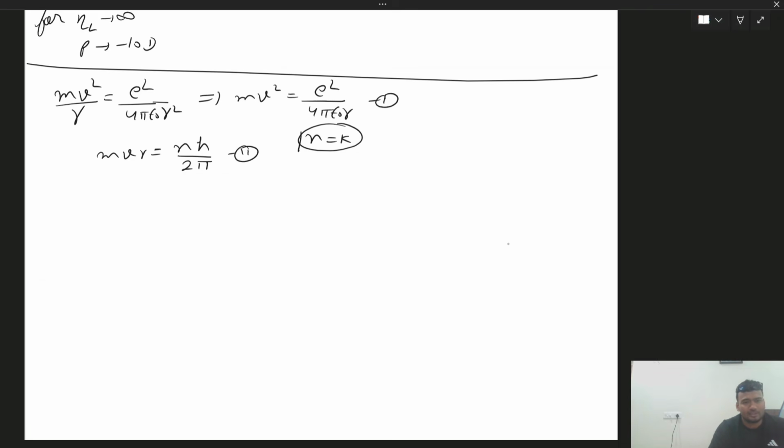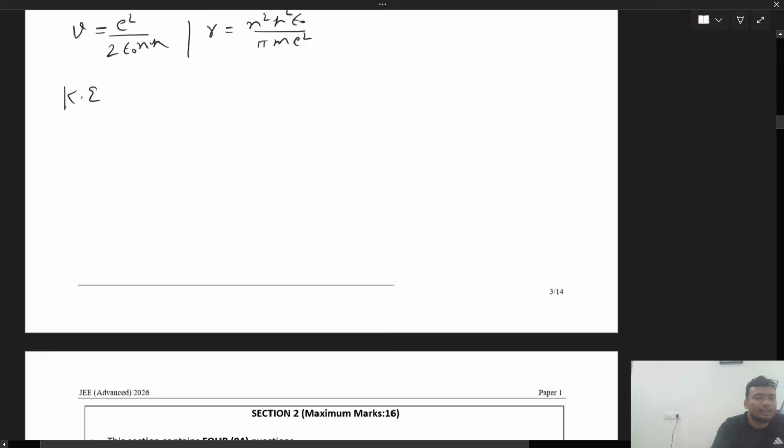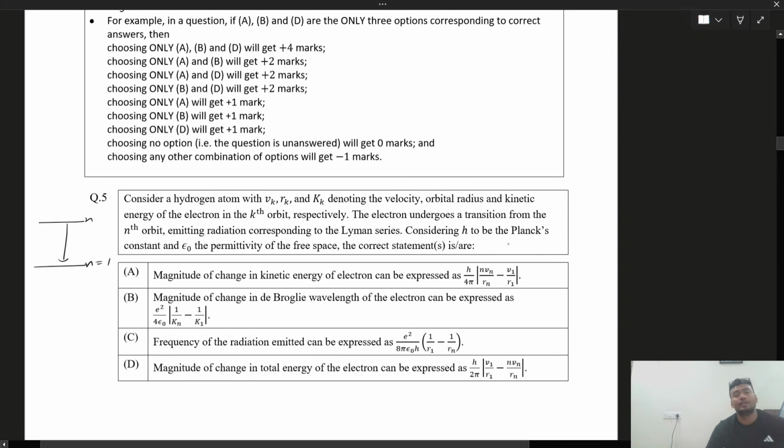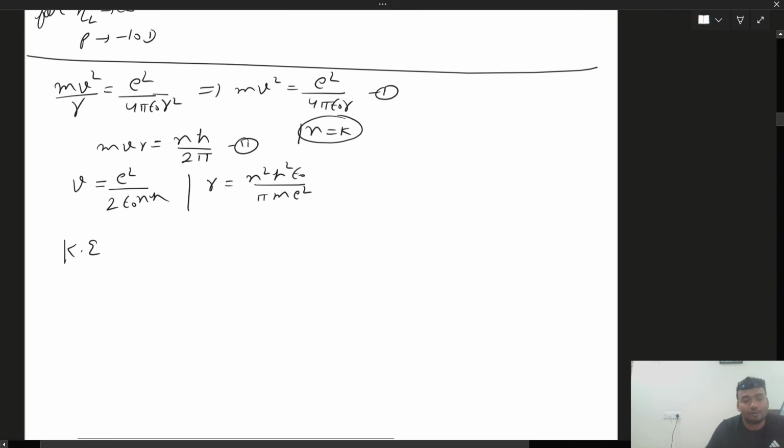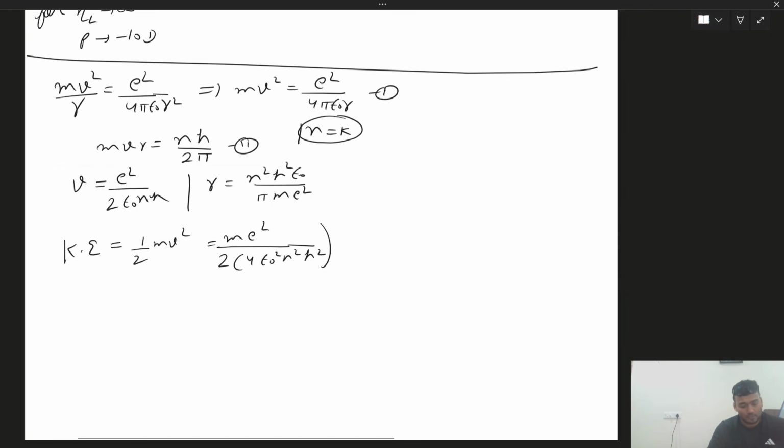So if I divide these two, you will get the equation for v and r from here. So v equals e square by 2 epsilon naught nh, and then r in any nth orbit will be n square h square epsilon naught by pi m e square. Now you have to find kinetic energy. Why am I finding kinetic energy? Listen, look at the first question: magnitude of change in kinetic energy of the electron, meaning from n to 1, so that is the magnitude. Now you see in kinetic energy you have v and n, so technically you have to find kinetic energy in terms of velocity in nth orbit and radius in nth orbit. So kinetic energy is half mv square, which is me square and then 2 4 epsilon naught square n square h square, right?